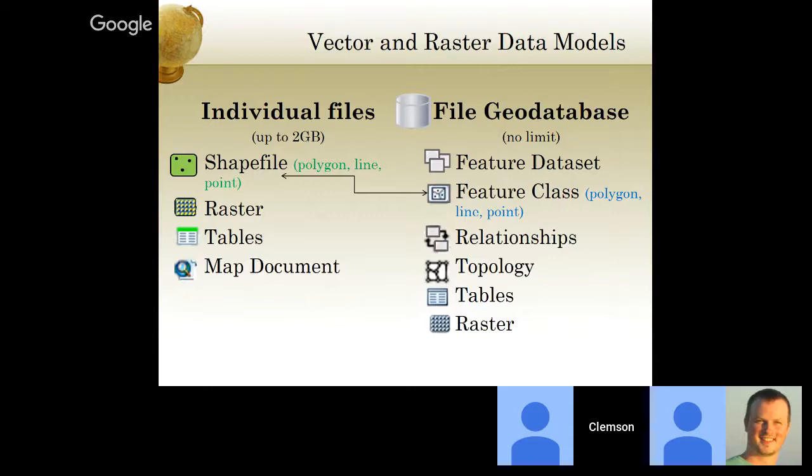We can also have individual rasters for these waffles that I was talking about. We can have tables. So these might be Excel tables, Microsoft Access tables, a number of different formats. And then these map documents. We'll talk about these a little more later, but the map document is an individual file. So going back to our catalog for just a second.